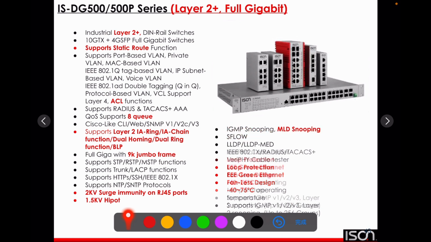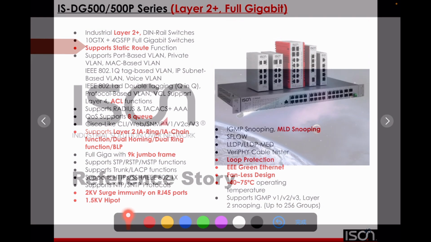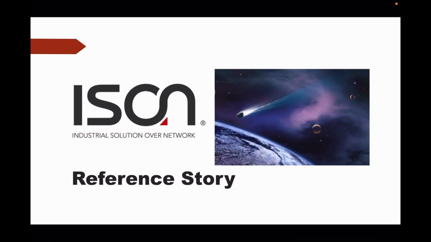sFlow. Virtual cable tester. Loop protection. EEE green Ethernet. Fanless design. -40 to 75 degrees Celsius operating temperature. Supports IGMP v1, v2, v3, Layer 2 snooping. Up to 256 groups. Now let's talk about the reference stories.